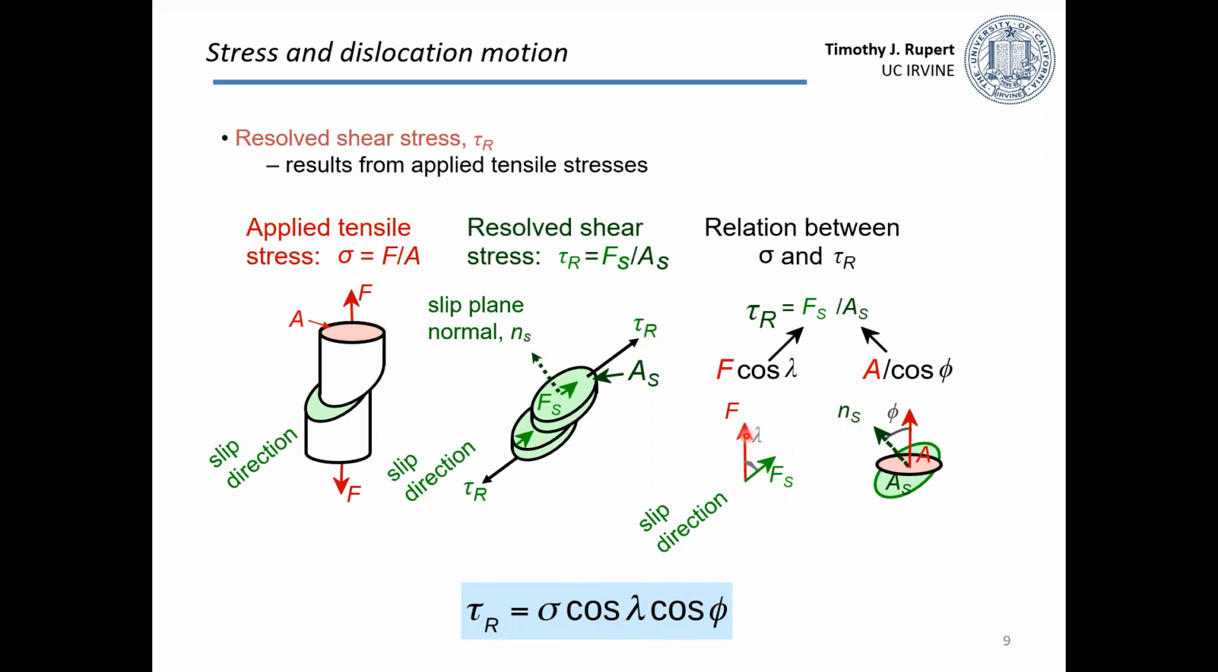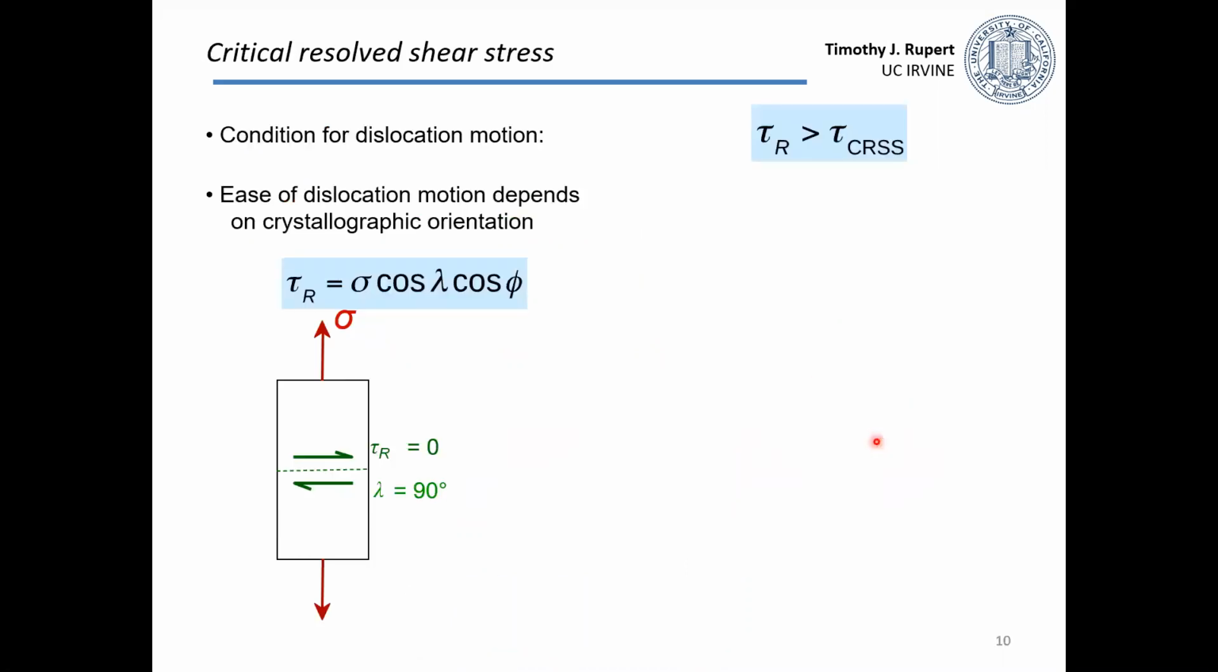So what's the angle between the applied force and the shear direction, and the applied force and the normal of that plane? And generally what happens is when that resolved shear stress gets above a critical value, that's when we have dislocations moving and our sample plastically deforming. So we can think about how that relates to the orientation of our sample.